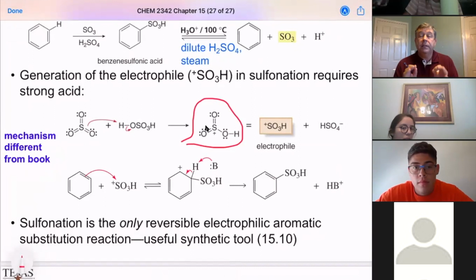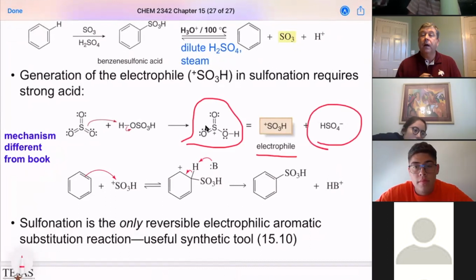Notice we have a positive charge on sulfur. And yes, if you count the number of electrons around that sulfur, we do have 10 electrons around that sulfur. It's in group 3, so it can have more than an octet. Okay, so we're going to generate that as our electrophile, and this becomes our Lewis base that we'll need to remove that proton at the end.